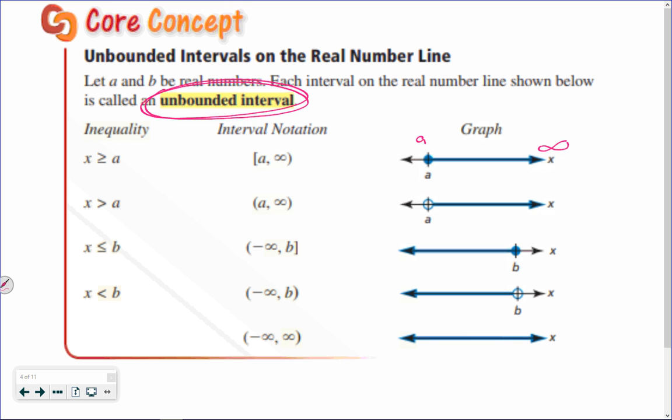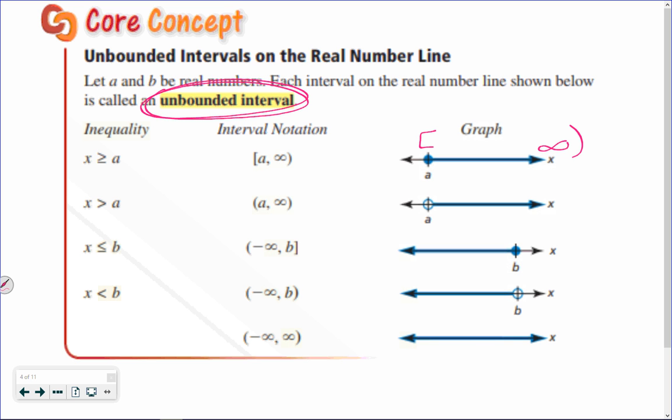And then A would be my number. Okay, what would I use for A? What type of symbol would I use? I would use a bracket, wouldn't I? Because it's a closed dot. Now, to close this one, I would use a parenthesis because it's not bounded. Okay, it keeps on going.